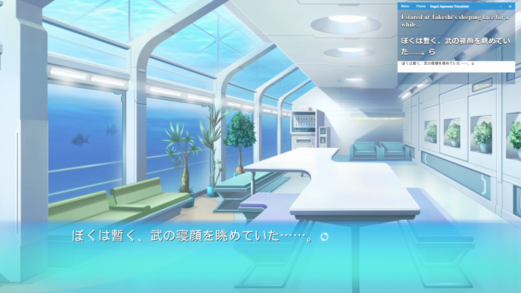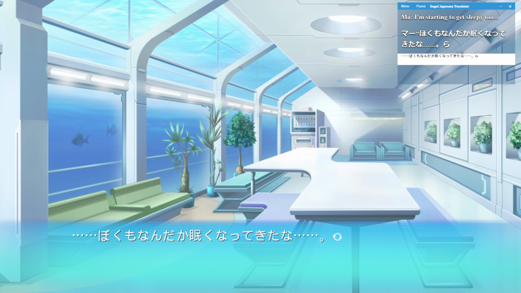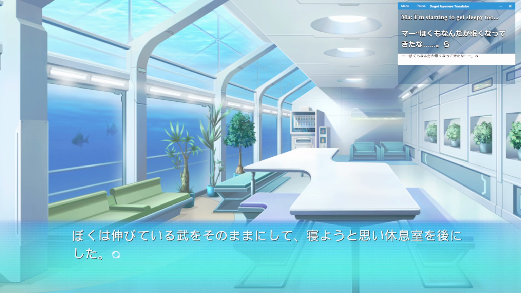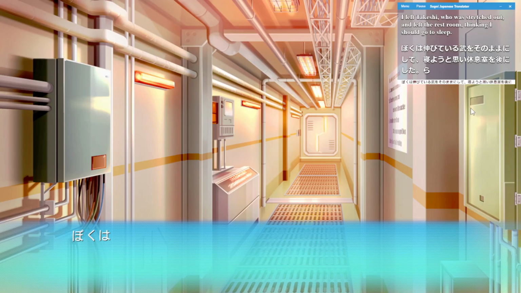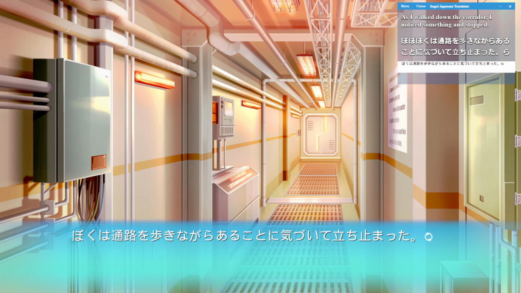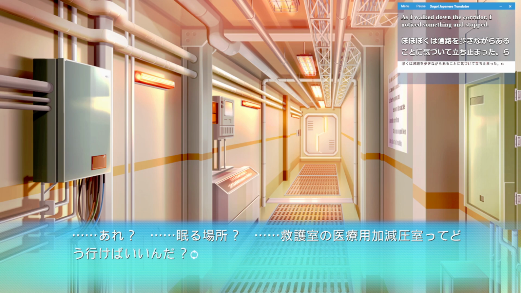I stare at Takeshi's sleeping face for a while. Man, I'm starting to get sleepy too. I left Takeshi, who was stretched out, and left the break room, thinking I should go to sleep. So you go to the infirmary, because you can remember those directions, can't you? As I walked down the corridor, I noticed something and stopped. Oh, is he gonna get a vision of Coco?